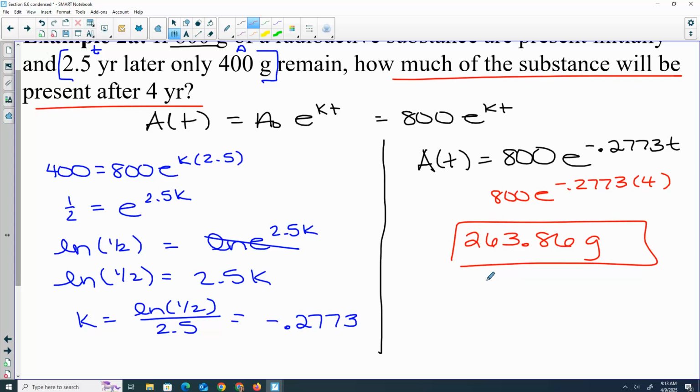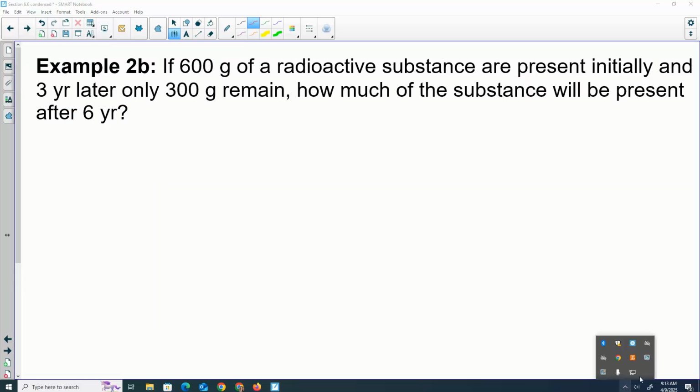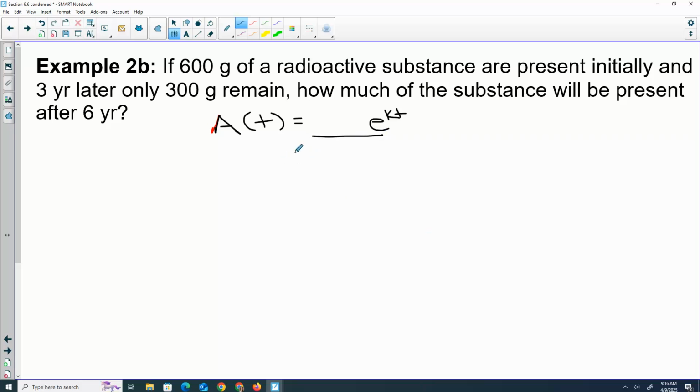Any questions on that? I want you guys to try the next one. So see if you can set this up. So what is my starting amount, my A sub 0? 600.